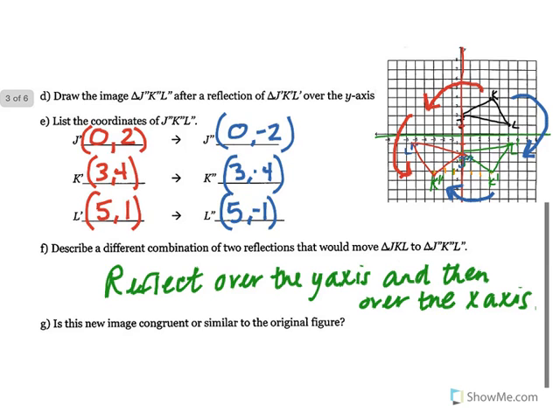Okay, part G says, is this new image congruent or similar to the original figure? We have to keep in mind that this is an image that is being reflected, and all reflections stay congruent. Okay, it stays congruent because the shape, size, and angles all stay the same. The only difference is the position.